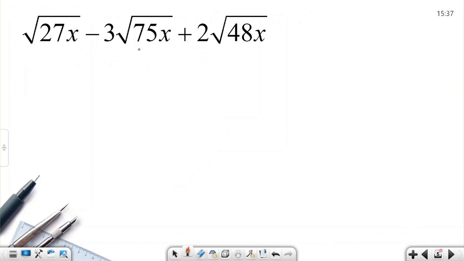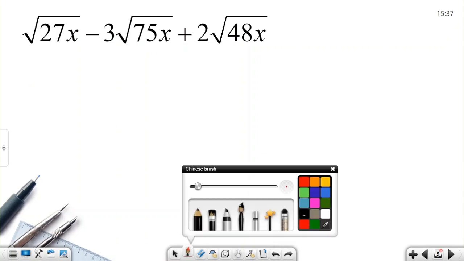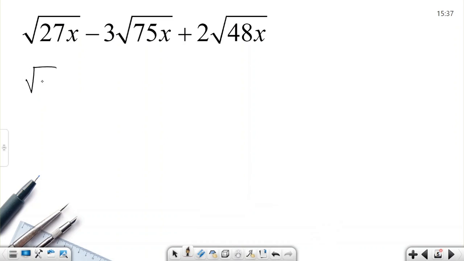Another example. As you see, this time we have a variable inside the square root, so it doesn't change anything. Let's simplify. 27 is what perfect square? I need to factorize by 9. So let's write 9 times 3 times x. So 3 times x, I don't need to separate it because 3 and x are not perfect squares. So negative 3 times 75 is 25 times 3 times x. So I can say 3 times x, 3x, no problem.